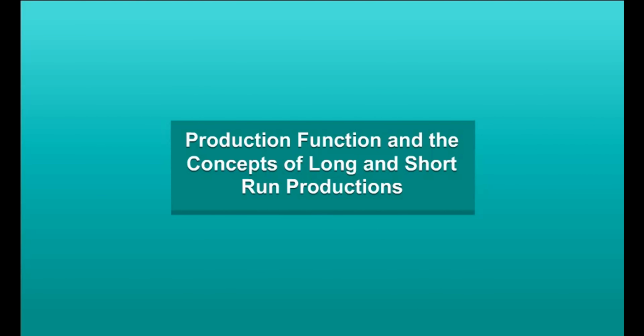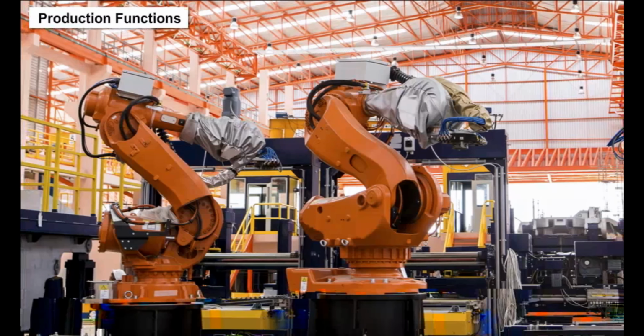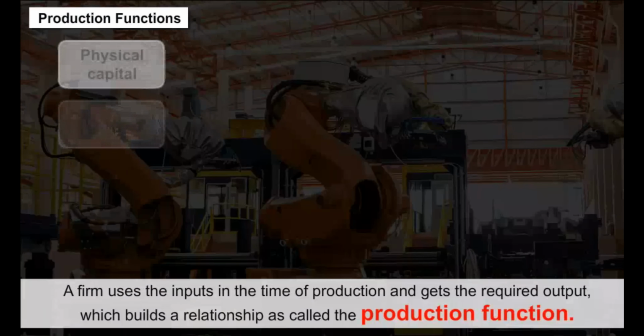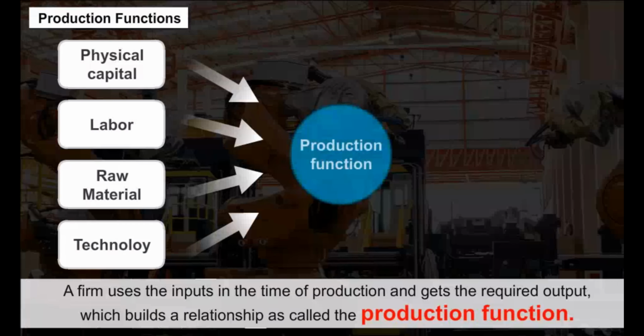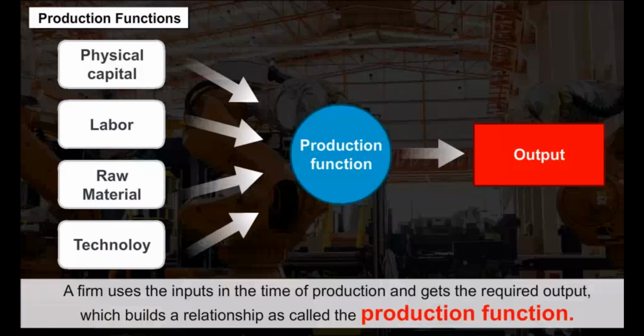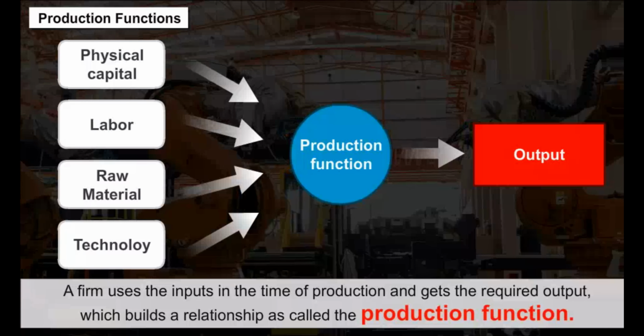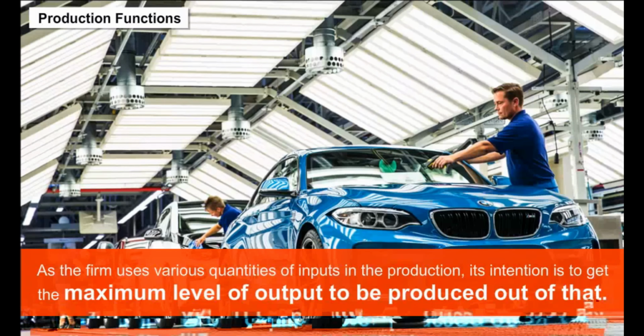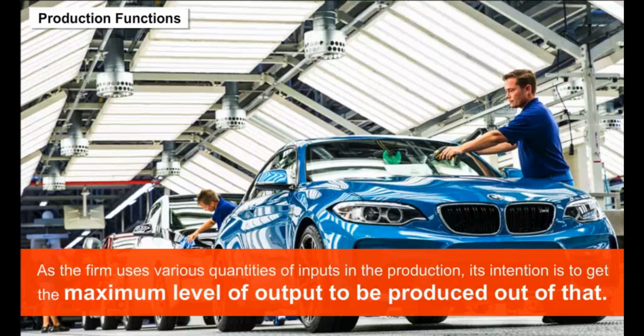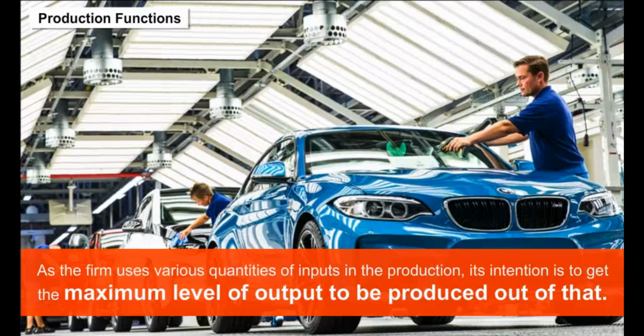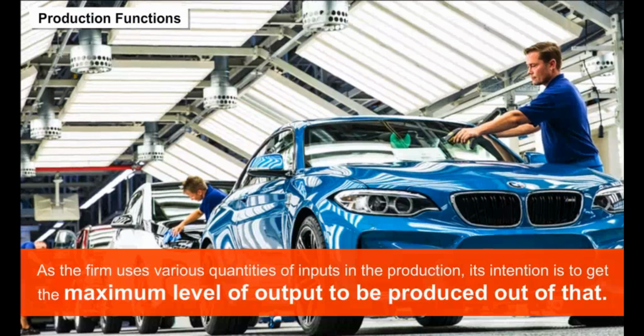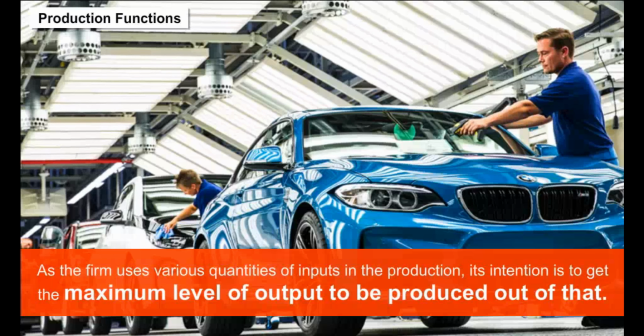Production function and the concepts of long and short-run productions. Production functions. A firm uses the inputs in the time of production and gets the required output, which builds a relationship called the production function. As the firm uses various quantities of inputs in the production, its intention is to get the maximum level of output to be produced out of that.